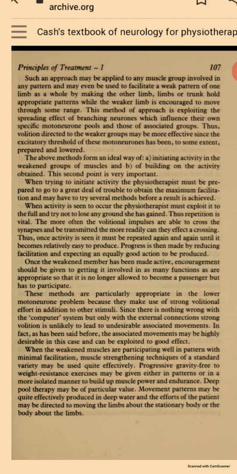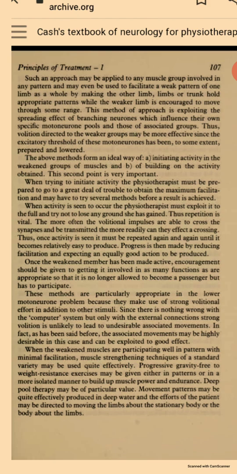The more often the volitional impulses are able to cross the synapses and be transmitted, the more readily can they effect a crossing. Thus, once activity is seen, it must be repeated again and again until it becomes relatively easy to produce. Progress is then made by reducing facilitation and expecting an equally good action to be produced. Once the weakened member has been made active, encouragement should be given to getting it involved in as many functions as are appropriate so that it is no longer allowed to become a passenger but has to participate.